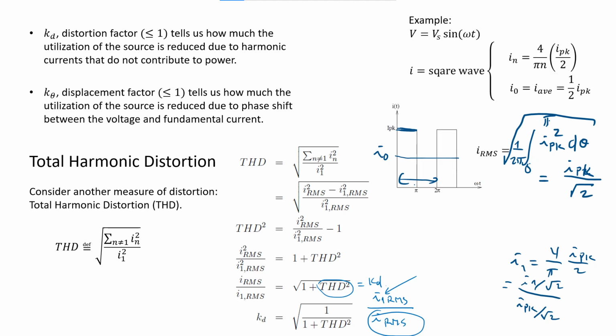This is an example. Let's say the voltage source is Vs, a sine wave, and the current is a square wave, but this square wave does not have displacement. It starts from 0, just like the sine wave here. Given the highest amplitude of I is IPK. PK means peak, peak means highest. And then the Fourier series, this one is obtained from the Fourier series.